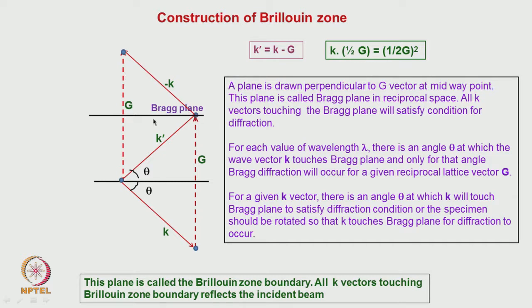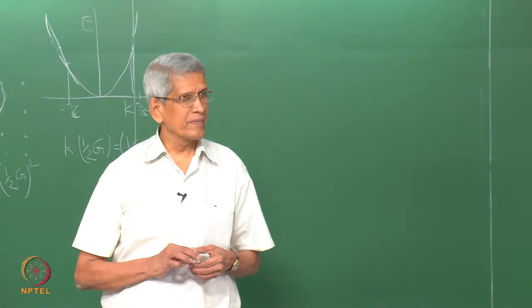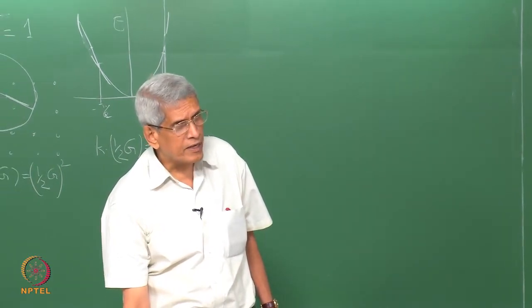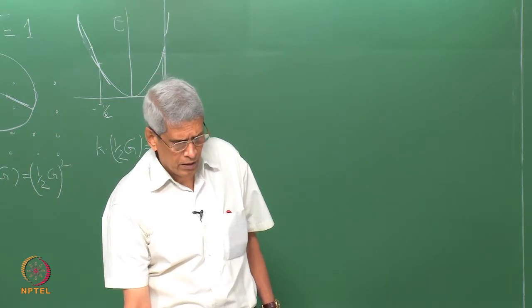And if you look at the mid plane of this, what does this half g vector mean? It is from the origin, half of this distance. This is the vector. If you draw a plane perpendicular to this vector, the scattering vectors touch that plane. This is k and k dash, the scatter vectors, the incident beam direction and the scattered beam direction. Both of them are touching this surface. Is it clear?